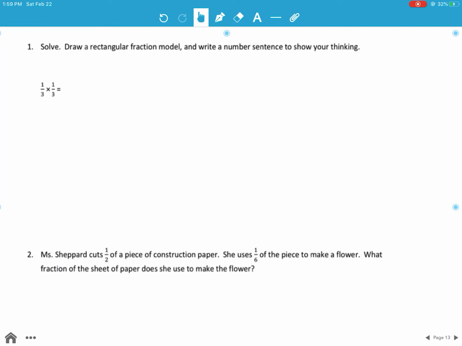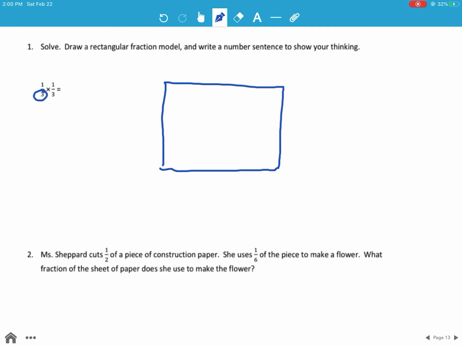Here we go, Module 4, Lesson 13, homework help for 5th grade. All right, so it says solve. Draw a rectangle fraction model and write a number sentence to show your thinking. All right, so I'm going to start off by drawing a rectangle.